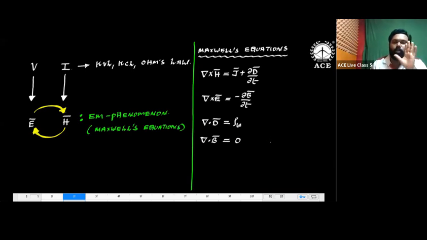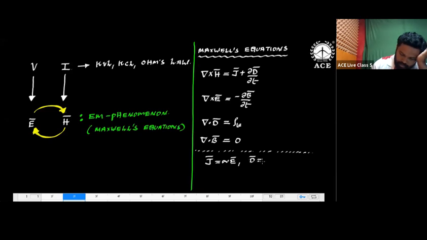You will get these four Maxwell's equations at the end of the lecture, but I have written them in the very first lecture itself. I wanted to make some observations here. So these are the Maxwell's equations. Here, we'll talk about all these things later. J is equal to sigma into E, and then D is equal to epsilon into E, B is equal to mu into H.